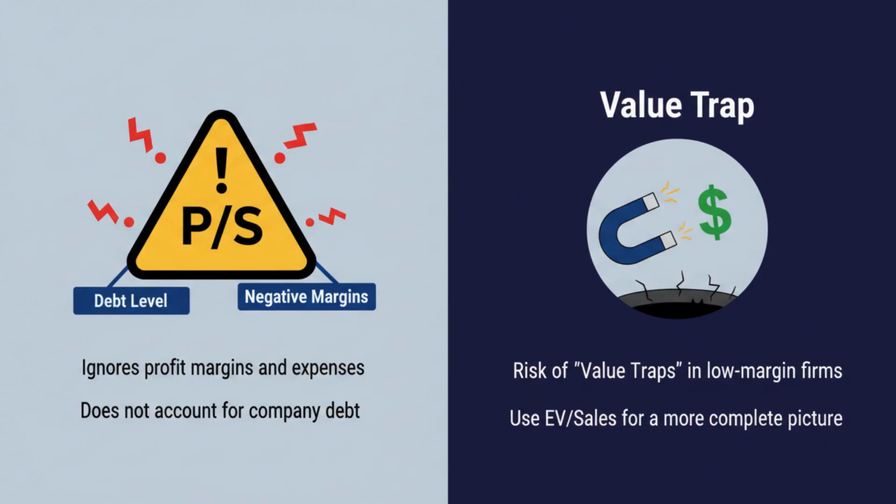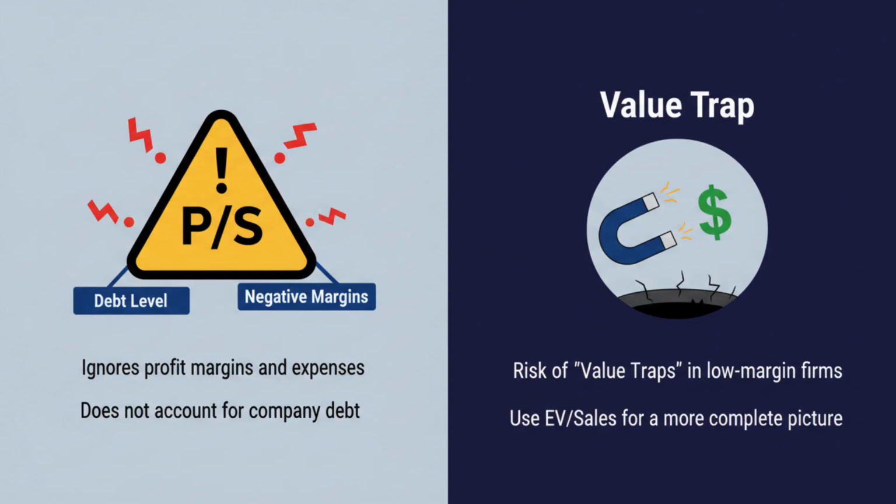While the PS ratio is powerful, it is not without flaws. Its biggest weakness is that it ignores profitability and debt. A company can have massive sales, but be losing money on every single transaction. A low PS ratio in this case might be a value trap rather than a bargain. Furthermore, the PS ratio does not account for the capital structure of a company. A firm with a low PS but a massive amount of debt might be in a much worse position than a firm with a higher PS and a clean balance sheet.